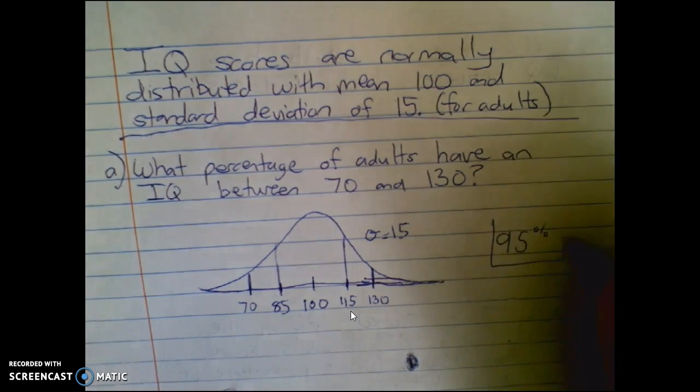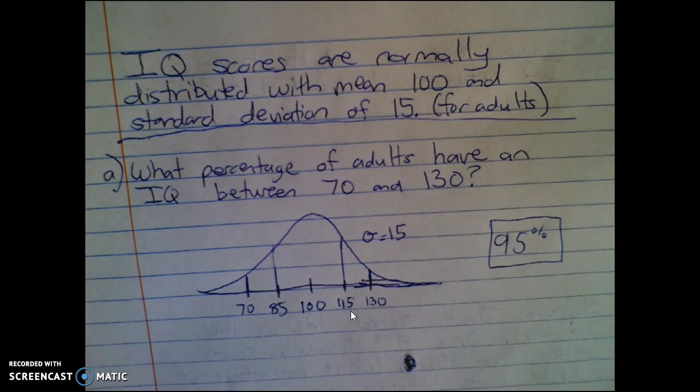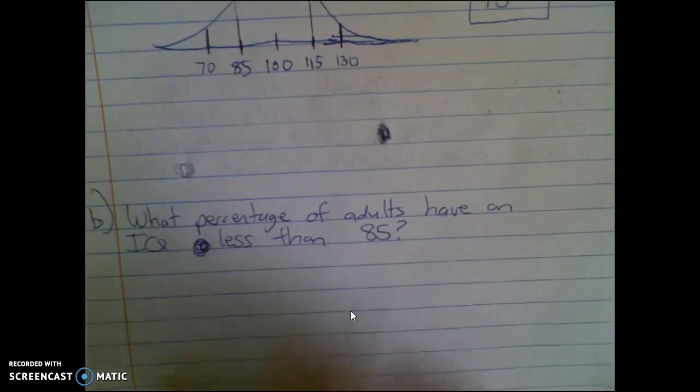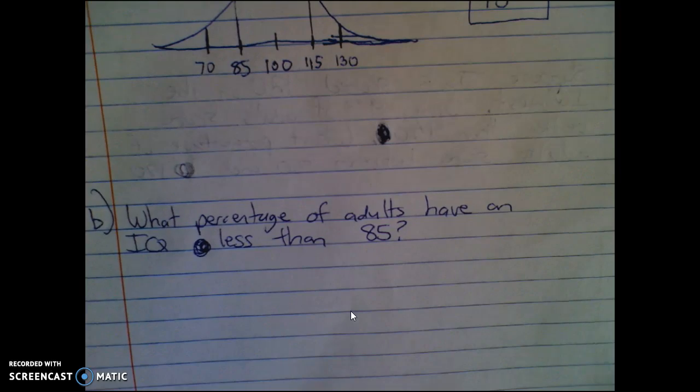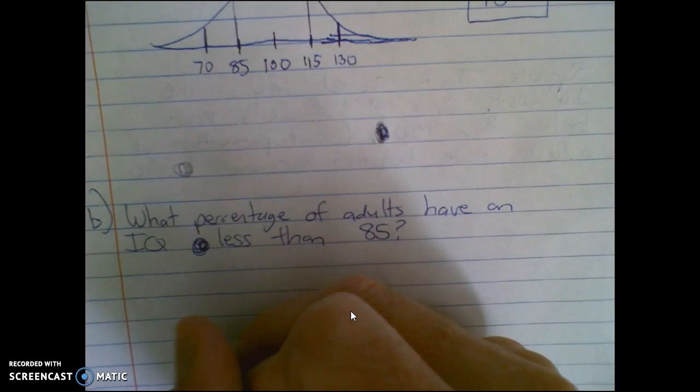And go back to the empirical rule. The empirical rule says 68% will lie within one standard deviation on each side, and 95% will lie within 2 standard deviations on each side. And remember, 99.7% will lie within 3 standard deviations. So that's A. Part B says what percentage of adults have an IQ less than 85? Again, I'm going to draw this curve.